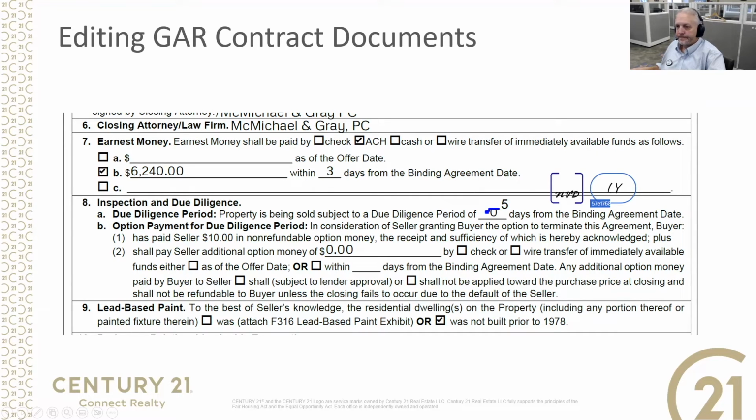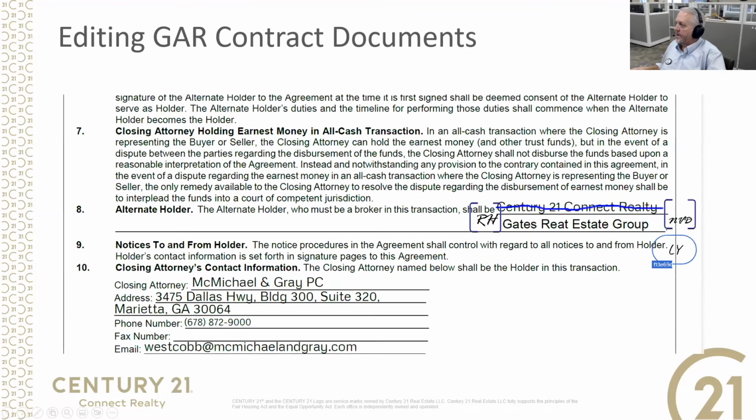More examples. Who is going to be the holder of the alternate holder of the earnest money? It was going to be Century 21. Now it's going to be Gates Realty. I'm not going to fall over my sword over that. It's not a big deal. These are easy changes that can be made in the negotiation process.